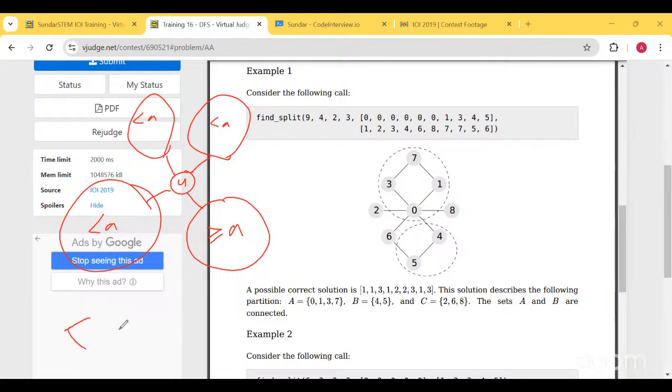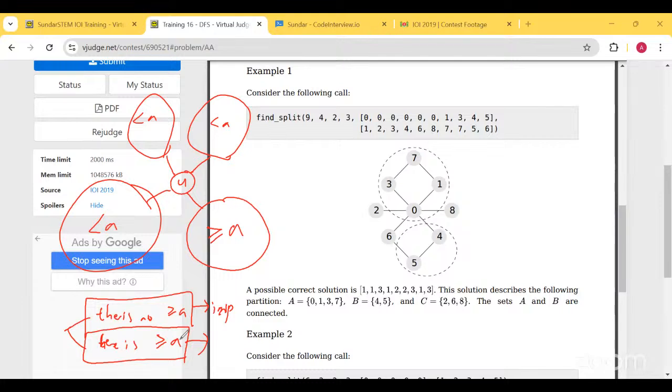So there are two cases. There is no component greater than or equal to a, or there is at least one. Okay. Exists at least one or doesn't exist. If it doesn't exist, then it is always impossible. What if there is at least one component greater than or equal to a? Then what shall we do? Is it always possible? Always possible, yes.